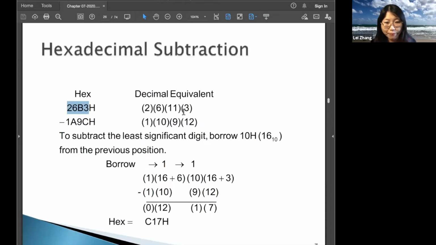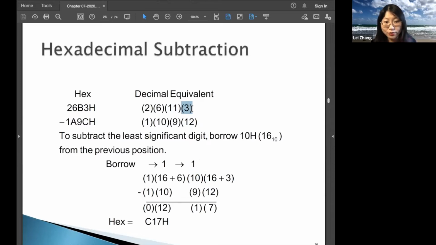For example, this last bit here, we have 3 minus 12. So it's not enough. We need to borrow 1 bit from the next higher bit. So this is the 11. 1 bit gets borrowed, so it has only 10 left. So this is how we get 10 here.